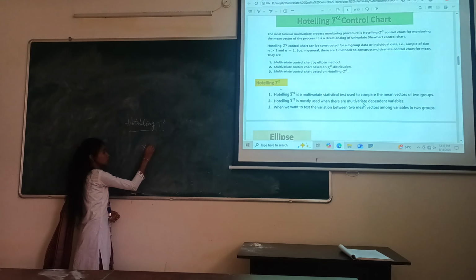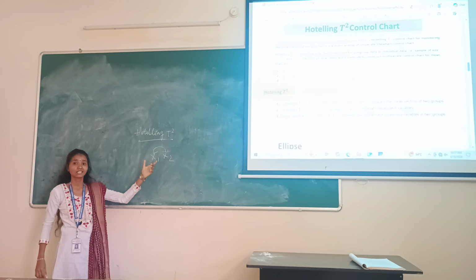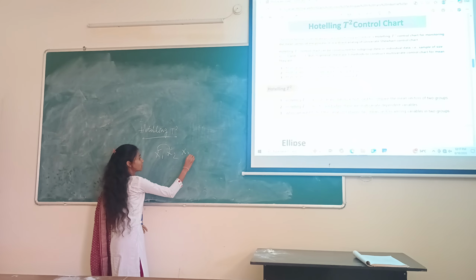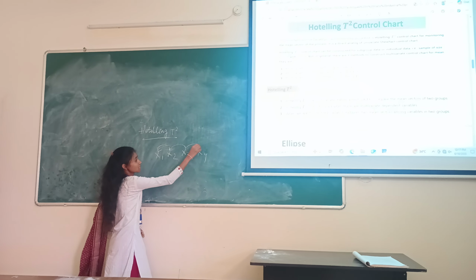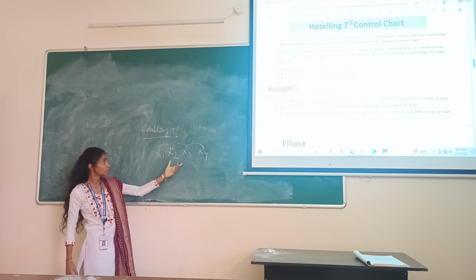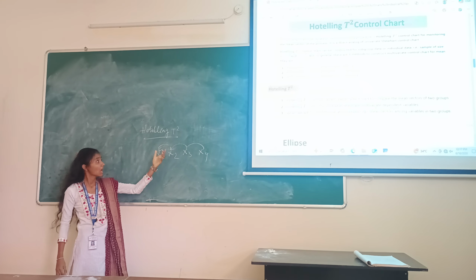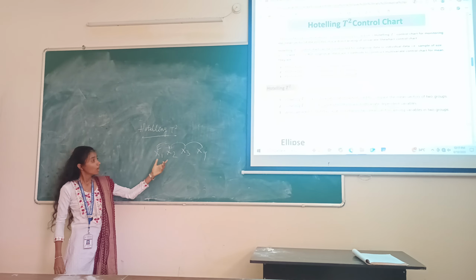Like if x1, x2 both are dependent, then we say it is a dependent variable. And we are saying multi-dependent, which is nothing but x3 and x4. We include more than two variables, and all the variables are dependent on each other, so we say multi-dependent. So when there are multi-dependent variables, we use the Hotelling T-square, and this is used to compare the mean vector between two groups.